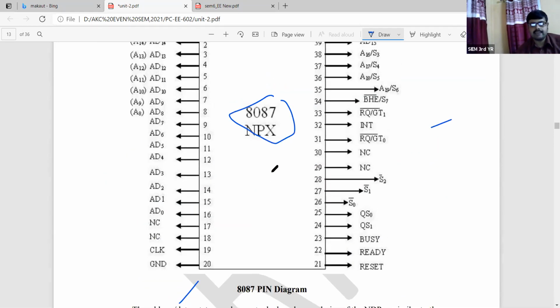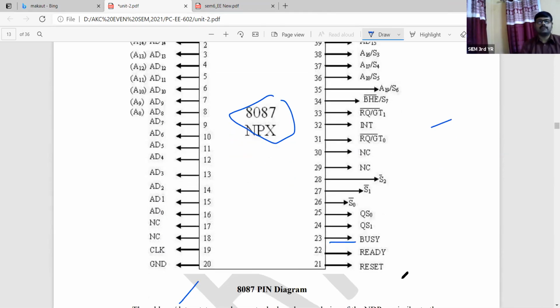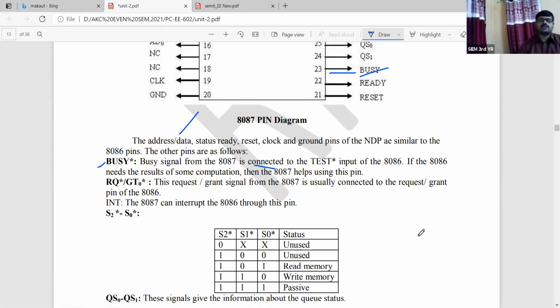Where is the BUSY signal? If we see the pin diagram here, we will find there is a dedicated BUSY pin, that is the pin number 23. There is a BUSY signal, that is the output that will come out from the 8087. If you see the arrow, this is the arrow of the BUSY signal. So the BUSY signal from the 8087 is connected to the test input of the 8086. If the 8086 needs the result of some computation, that means some extra result fetching is required at any moment by the 8086, then the 8087 will help using this pin.